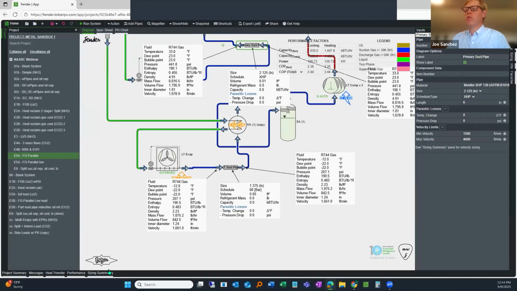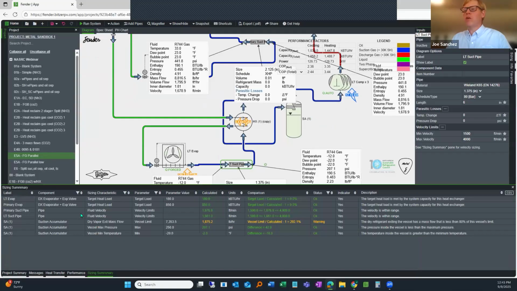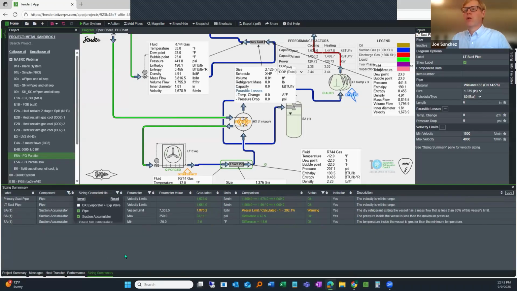Okay, so now we have some more reasonable velocities. And also I went ahead and preset some thresholds in here. I'm just using a minimum of 1,500 feet per minute, a max of 4,000 feet per minute. That's not a recommendation, by the way. I'm not here to tell you how to design your systems, but I think you probably have your own velocity ideas. And so it's kind of nice to have the sizing summary tell me that, let's take off the evaporator.